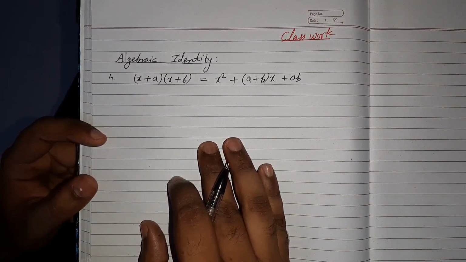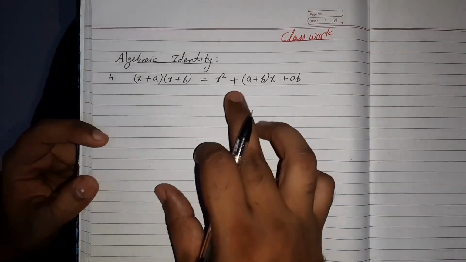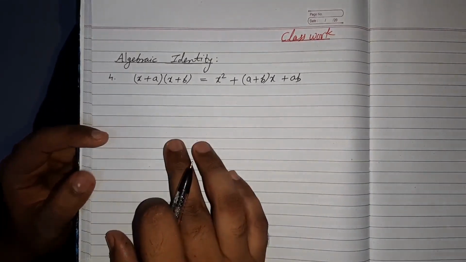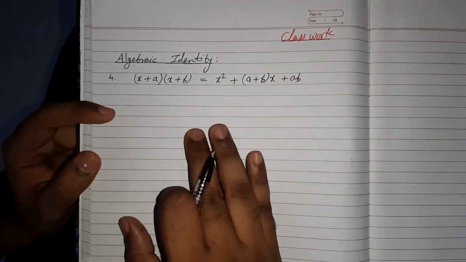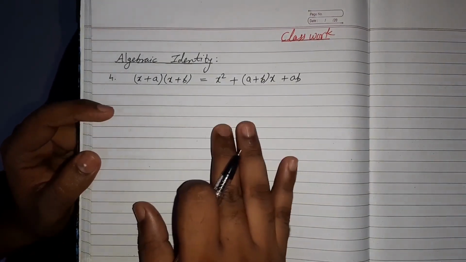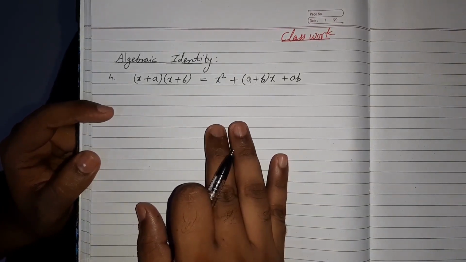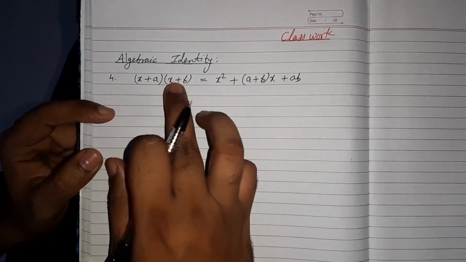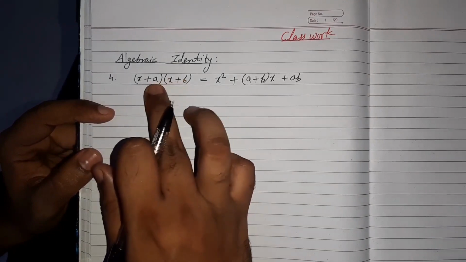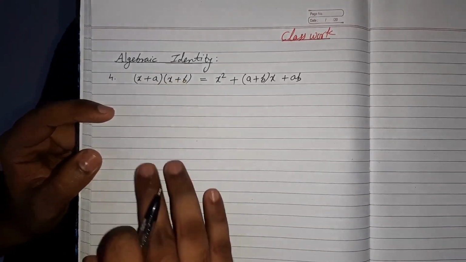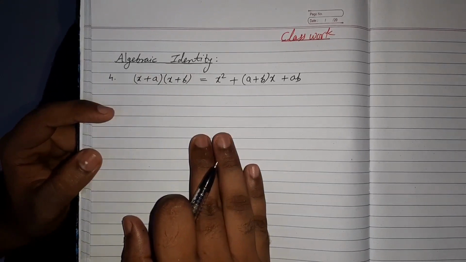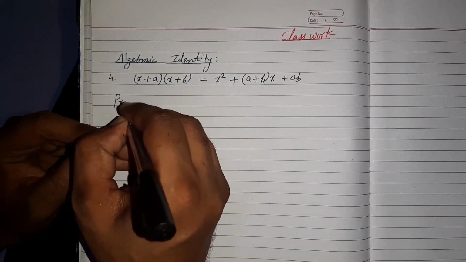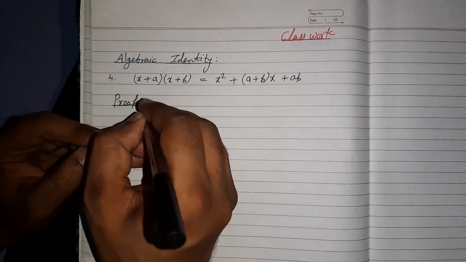It is (x + a)(x + b) = x² + (a + b)x + ab. But the question is where we can use this identity and how we will use it. You can see the first term of both brackets is the same and the second term is different. If the question is given in this form, then we can use this identity. So first we will prove this identity, and later on we will take some examples.